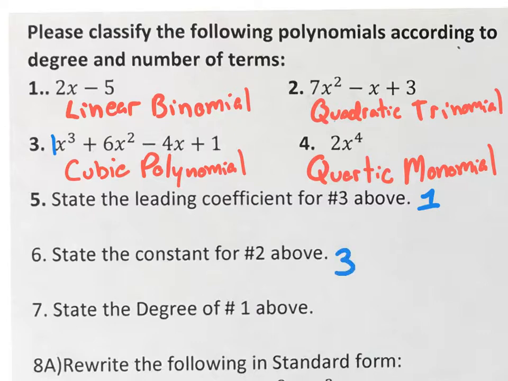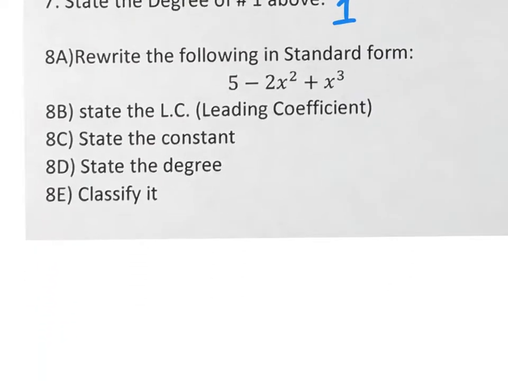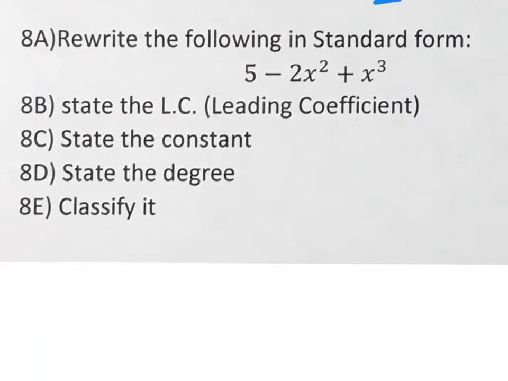Number 7, state the degree of number 1. What's the degree? 1, that's right. The degree of number 1 is 1 because the degree is the highest exponent and the highest exponent is 1 right there. Okay, so now I want to focus in on this second part. It says rewrite the following in standard form, and then they want you to state the LC, the leading coefficient, and then state the constant, and then state the degree, and then classify it.